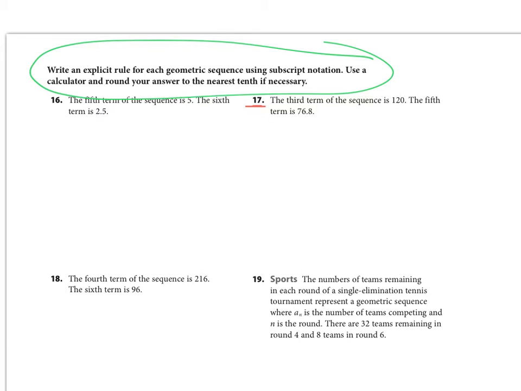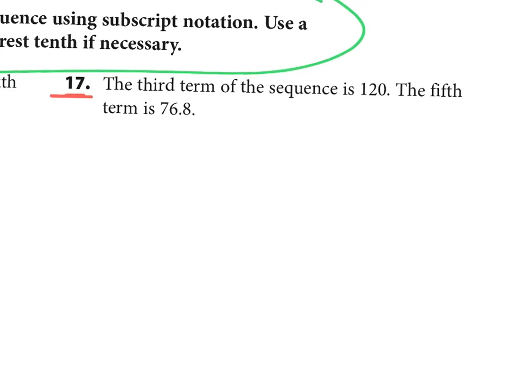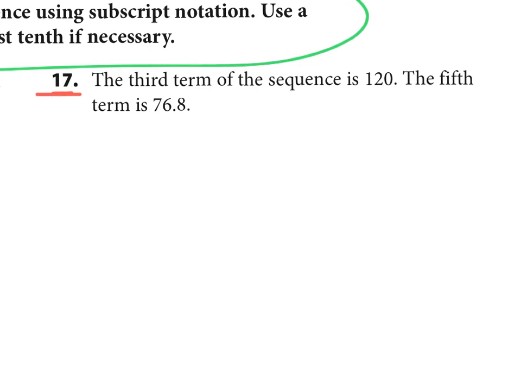Okay, so what makes this a little difficult is the fact that we've skipped a term. So it's harder to find your common ratio. I'm going to expand this a little bit, give myself a little bit more room to write. Okay, so third term, fourth term, fifth term. Okay, so my third term here was 120.